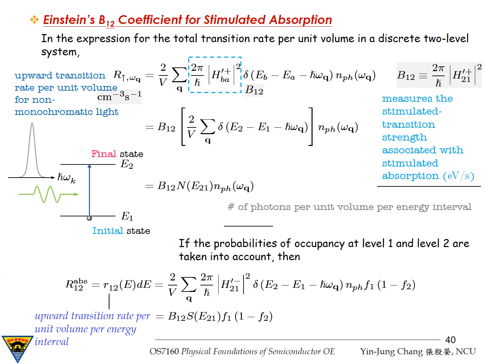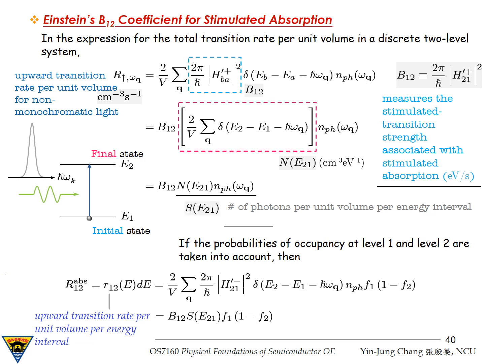Therefore, after summing over photon modes, the absorption rate per unit volume can be written in the form shown here. The factor of 2 comes from 2 possible photon polarizations. Now we use the photon density of states. The quantity in the square brackets, in fact, is the density of states for photons, and it is denoted by capital N of E21. It is the number of photon modes per unit volume per unit energy at photon energy E21. It has units of 1 per cubic centimeter per electron volt.